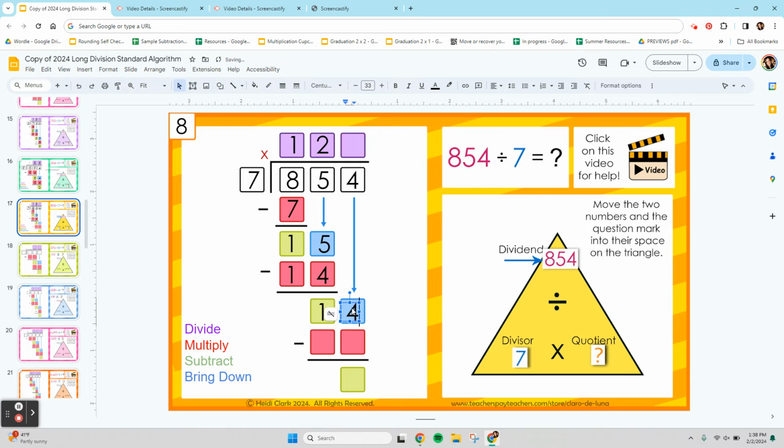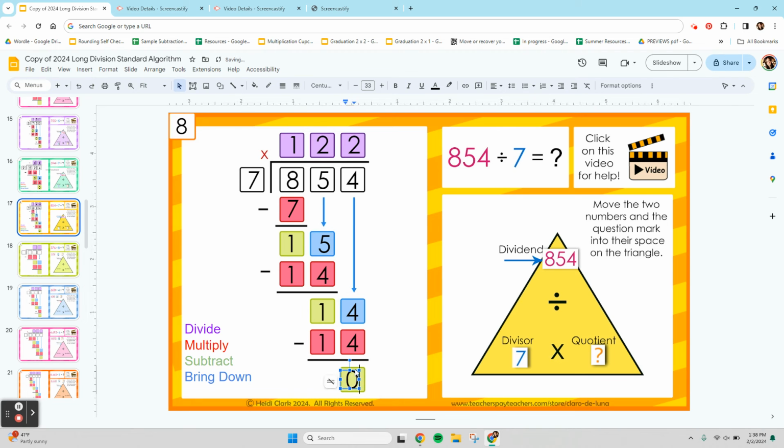And what's our next step? That's right, we're going to divide again. So don't skip to red, go back up to purple. How many 7s can fit into 14? And the answer there is 2. Now you multiply it back down to see if there's anything remaining or left over. 2 times 7 is 14. Subtract and we get 0.